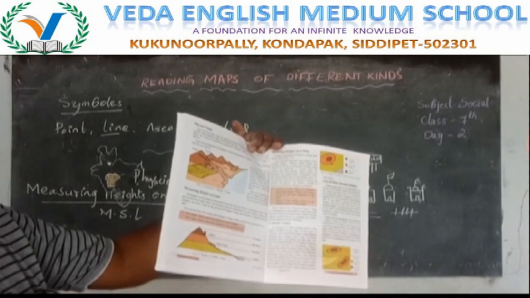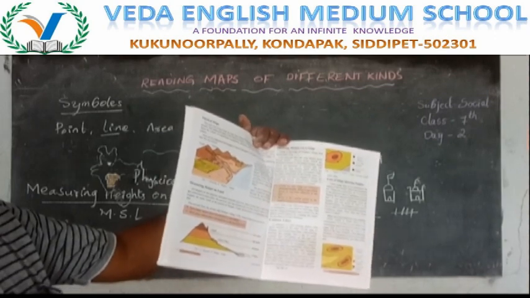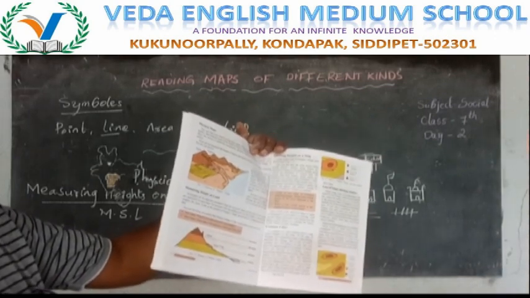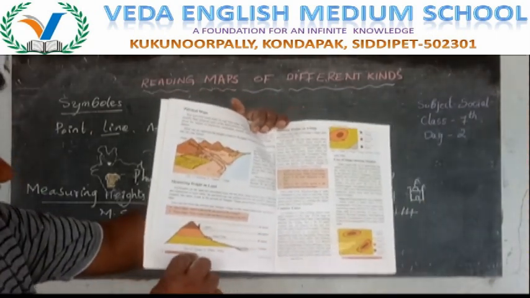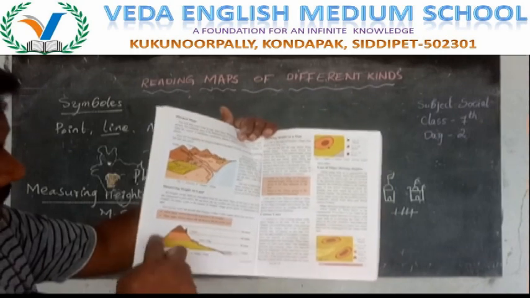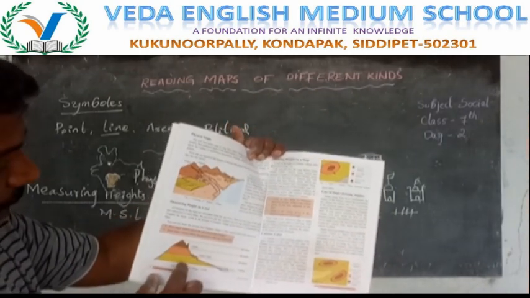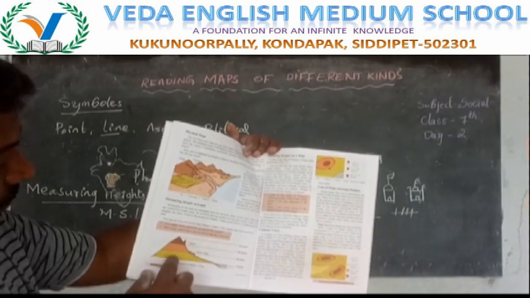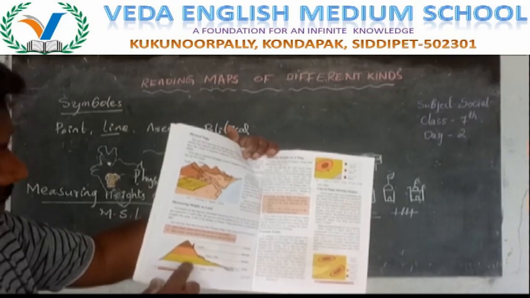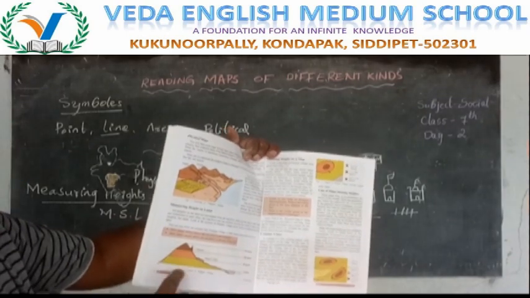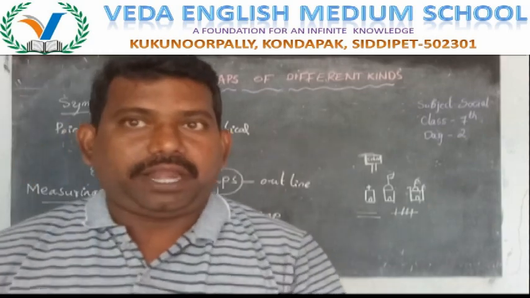Do you understand? Heights on the maps are shown in different shades of colors. For example, you can see here the map of Nimpur village. Here the heights of different places of Nimpur village are shown with different colors. Understand, children?